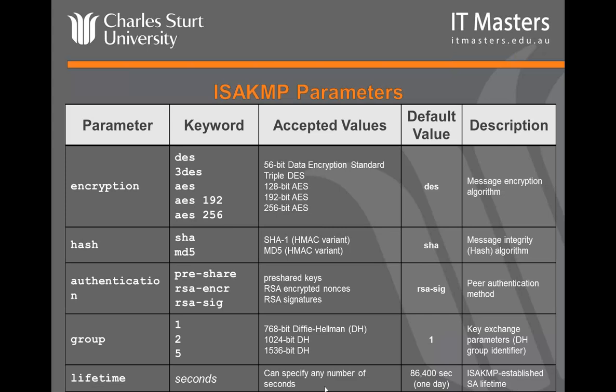And the lifetime, you can specify whatever you like, 86,400, as it says, 24 hours, and this is the ISAKMP established Security Association lifetime. So every 24 hours, that ISAKMP Security Association will have to be renegotiated. That'll happen without any problems, without bringing the tunnel down or anything, but it just needs to happen.